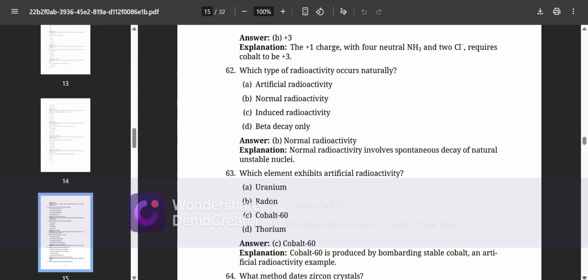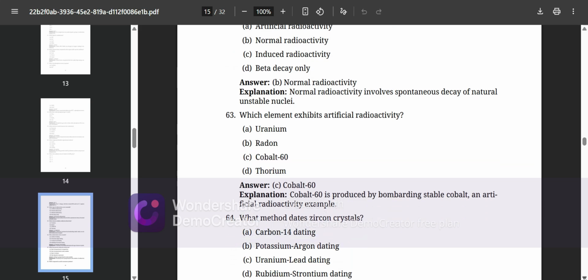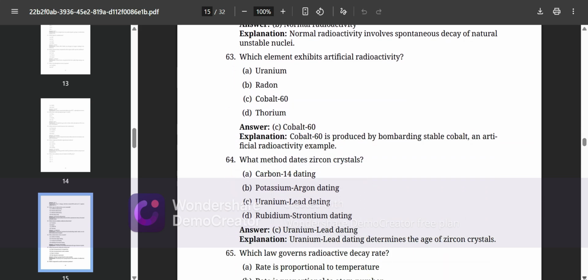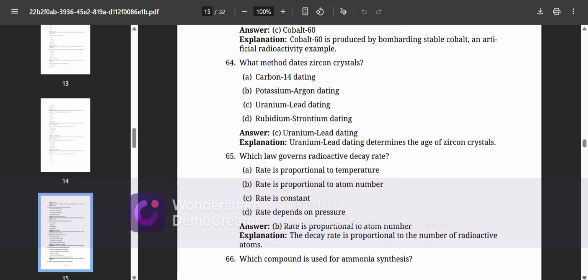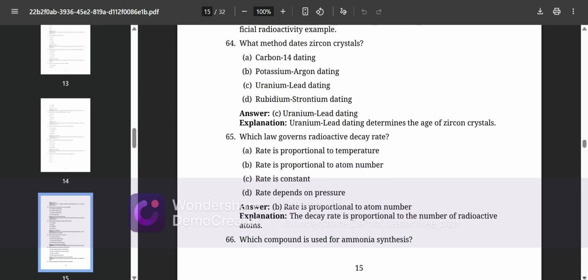Which type of radioactivity occurs naturally? Natural radioactivity. Natural radioactivity involves spontaneous decay of unstable nuclei. Which element exhibits artificial radioactivity? Cobalt-60. Cobalt-60 is produced by bombarding stable cobalt, an artificial radioactivity example. What method dates zircon crystals? Uranium-lead dating. Uranium-lead dating determines the age of zircon crystals.